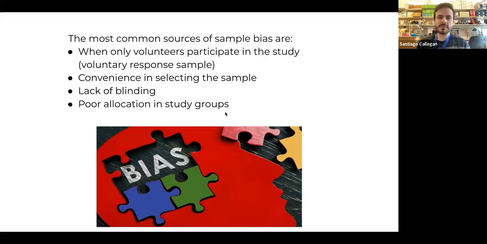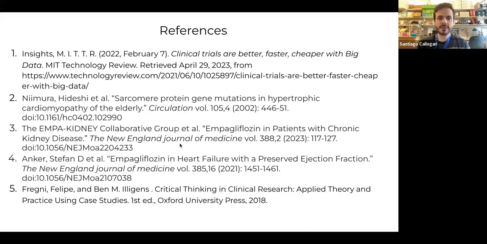And just remember, the common sources of sampling bias are when only volunteers participate in the study, the convenience of selecting the sample, the lack of blinding during the sampling process, and the poor allocation in study groups.